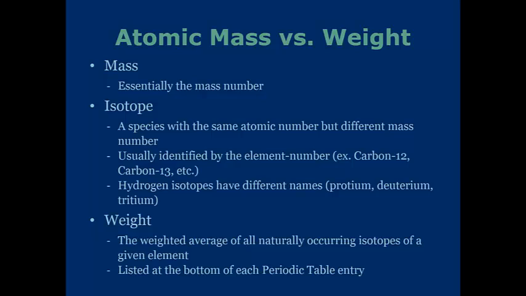Atomic weight, on the other hand, is a weighted average of all naturally occurring isotopes of a given element, and this is the number that you see at the bottom of each periodic table. It's a statistical average based on all the isotopes of that element, whereas the mass is for the respective element that you are looking at. Think about atomic mass as an individual, and the weight being an average.